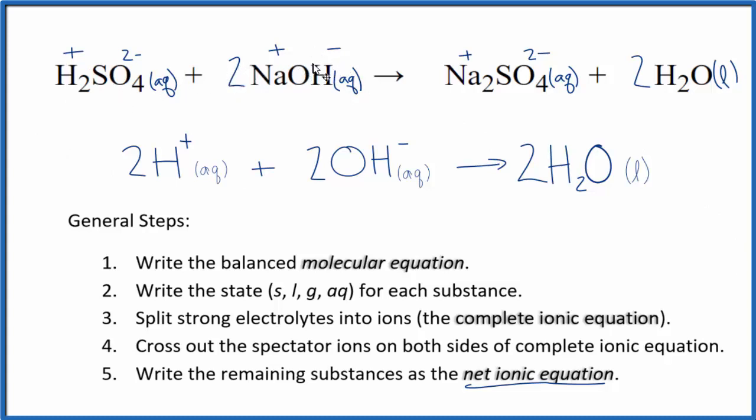We should do one more thing though. When we have the same coefficient in front, we'd like to reduce that. So we can reduce these down to 1 since they're all the same, and we don't really write the 1 in chemical equations. So this is probably a better net ionic equation for sulfuric acid plus sodium hydroxide.